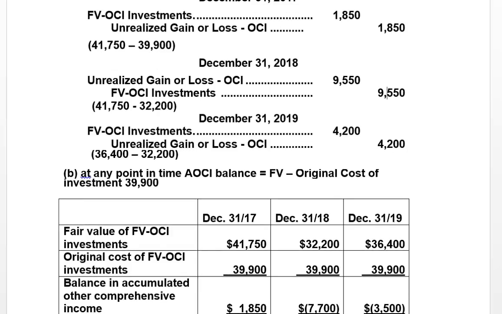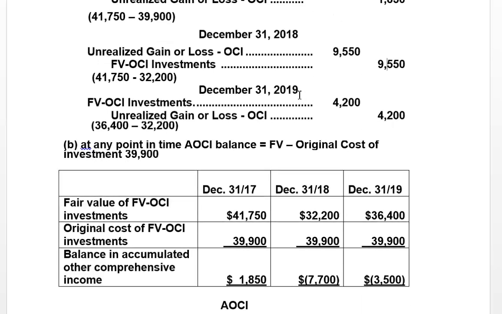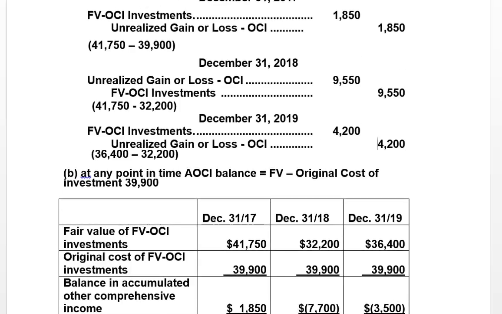At 2019, we have our investment sitting at $32,200, but we know the fair value at the end of 2019 is $36,400. So what we need to do is adjust it upwards by $4,200. So we debit the investment account, and we're going to credit our unrealized gain or loss account, which is an OCI account, by $4,200. Those are our entries.